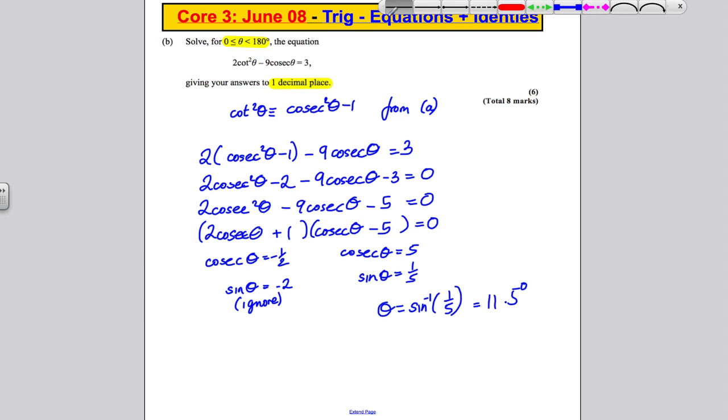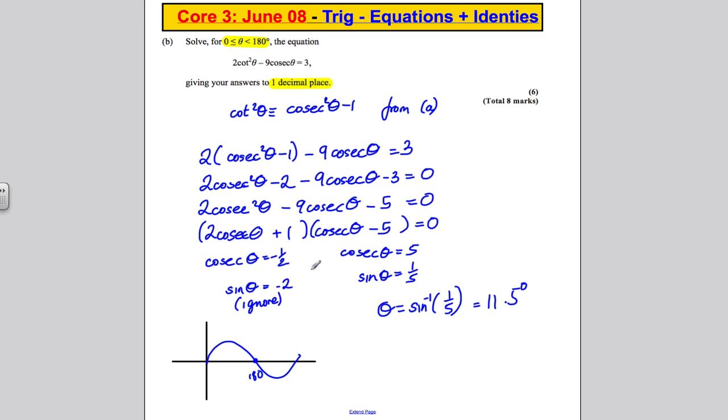You draw yourself a quick sketch of the sine graph just to check you've got all your solutions in between 0 and 180. You know the sine graph looks as follows. That's 180. If you've got a solution at 11.5, you will have one that is 11.5 back from 180. So your two solutions therefore are theta is 11.5 degrees and 180 subtract 11.5, which will be equal to 168.5 degrees, and they are your two solutions. You're done.